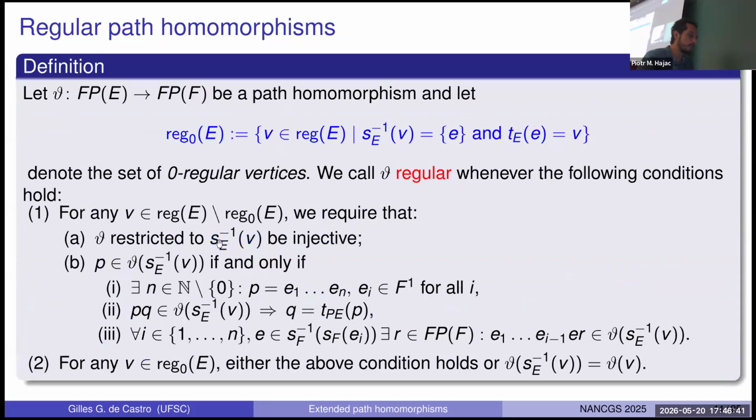If we go back a little bit to the definition, basically conditions 1, 2, and 3 are ensuring that these paths that are in the image of edges leaving V form a cover for the image of V.